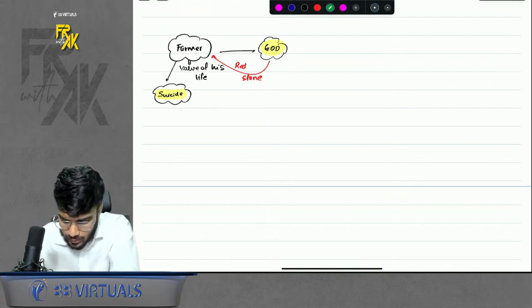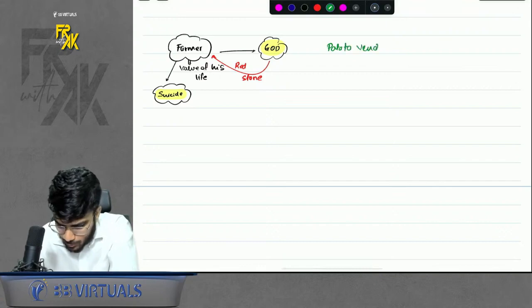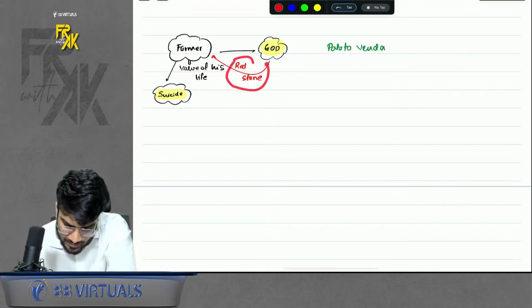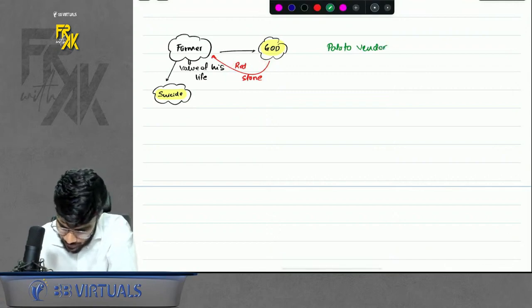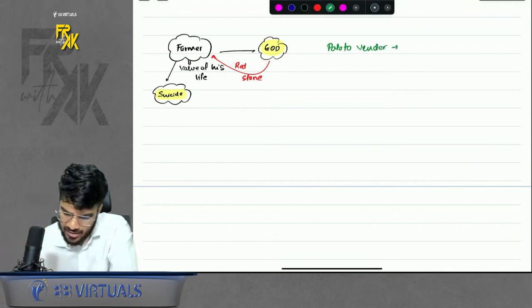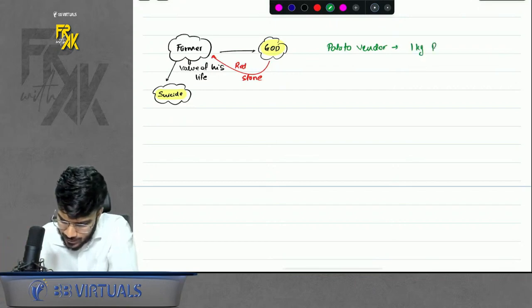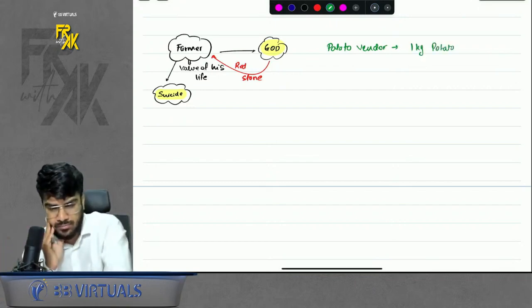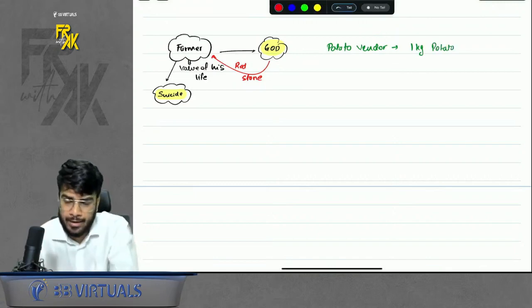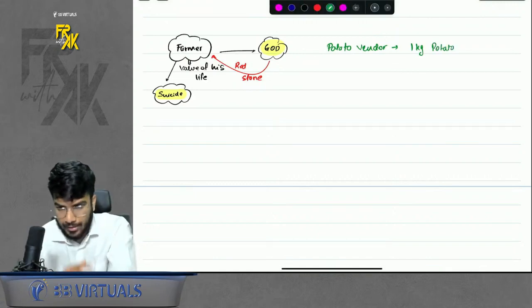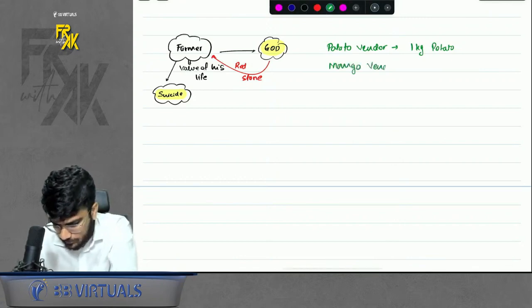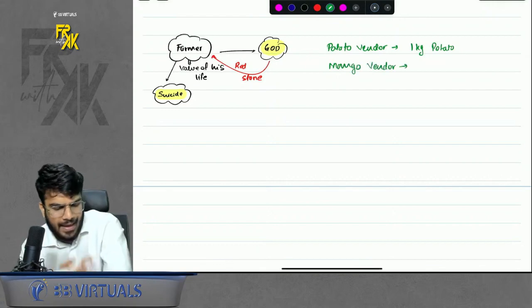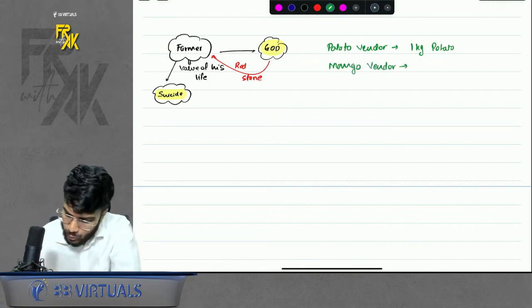So farmer took the stone. First he went to a potato vendor, right? So he told the potato vendor, see, I have this red stone. What you have to offer for this? So the potato vendor saw it. It was shiny red stone. So potato vendor said, okay, I will give you 1 kg of potato in exchange for this red stone. So he said, okay, but I don't wish to sell it to you. Then he moved on. He went on towards a mango vendor. A mango vendor saw it and he said, okay, it looks good. So I will give you 10 kgs of mango.